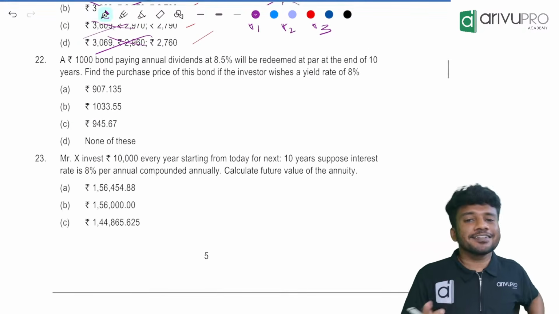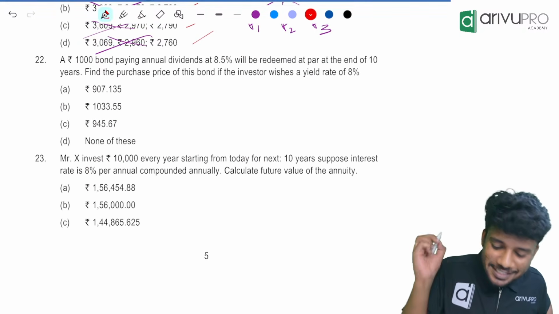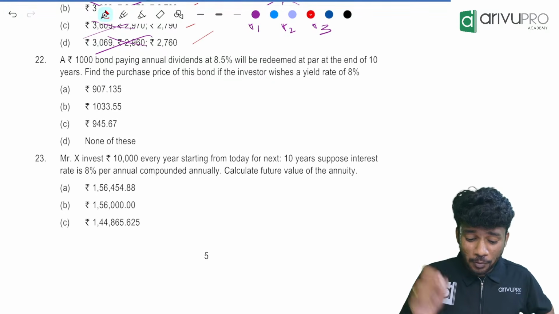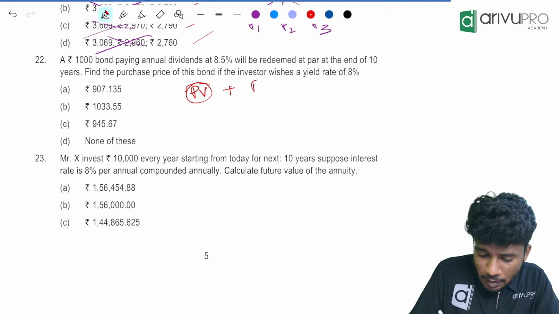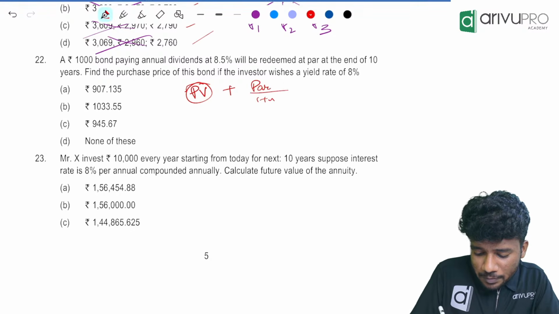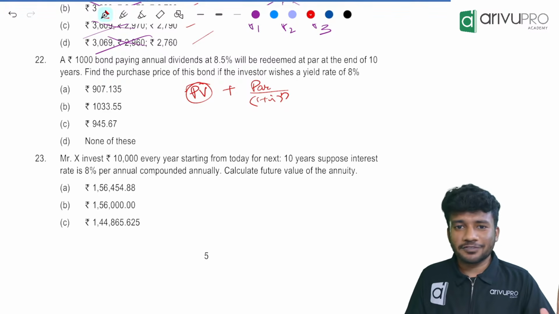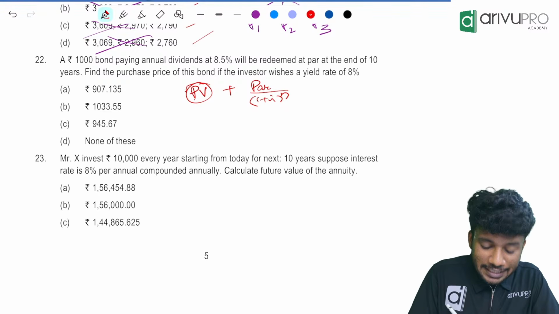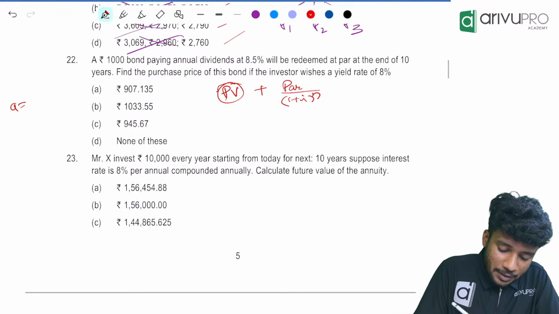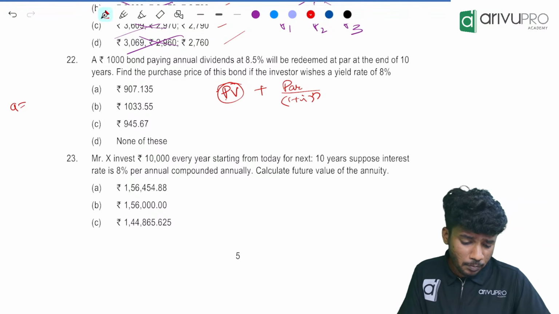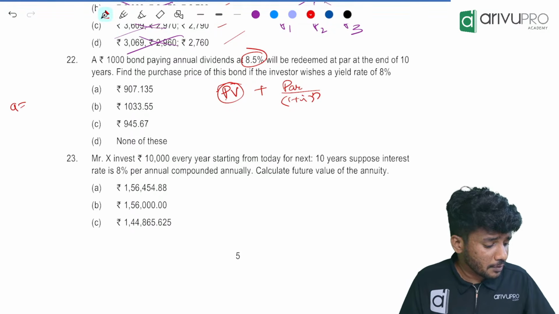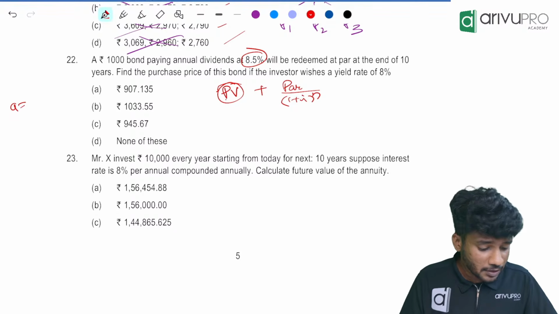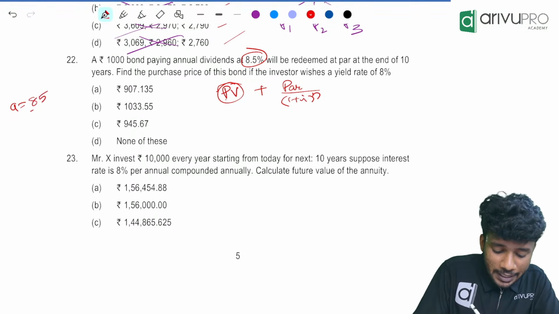Next one, another question based on bond. Yes, bond is very easy. Always remember, bond is nothing but what? We will write the PV plus par value divided by 1 plus I the whole power n. You will get the answer for bond. Now, first of all, we need to find the coupon payment A. Coupon payment A is nothing but what? The 1000 rupees bond paying annual dividend of 8.5 percentage. That means 8.5 into 1000. Then click percentage. You will get it as A is equal to 85 rupees.